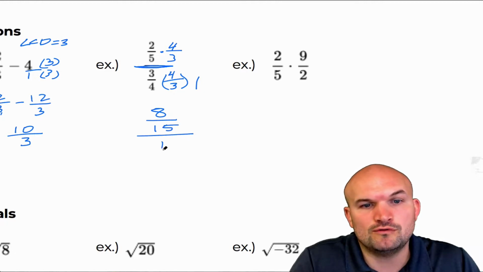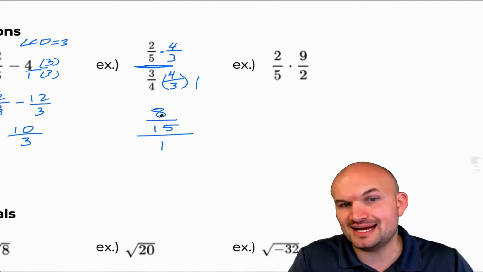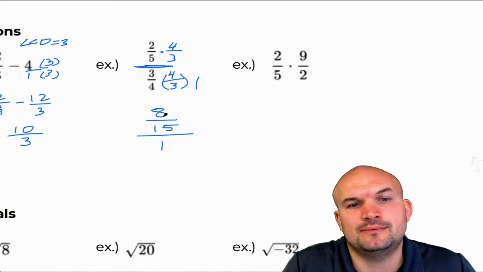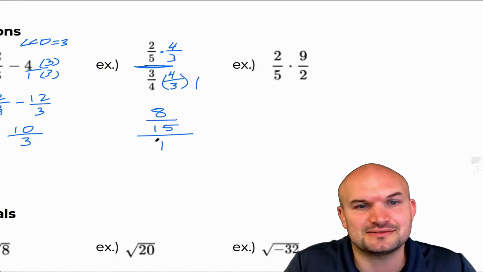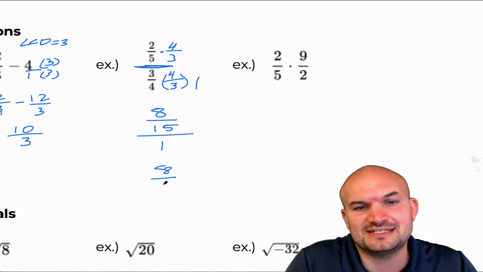So then what I have here is 8/15 over 1. Well, I don't really need to write that 8/15 over 1. I can just keep it as 8/15. Now, in this example, can we simplify this? No, we can't simplify this. We're going to leave that just as it is. I chose a problem that couldn't be simplified. So my final answer I'll just write as 8/15.